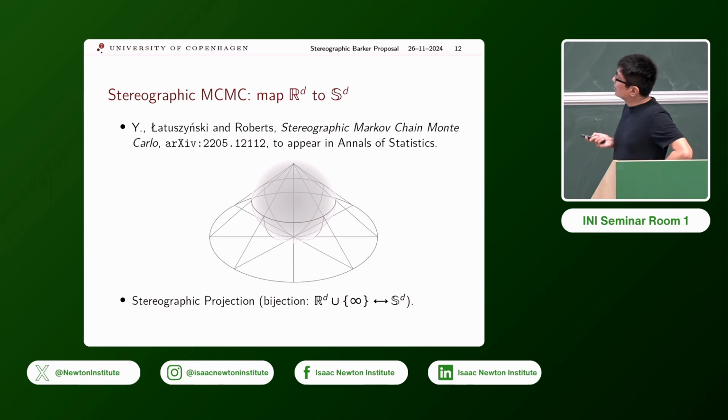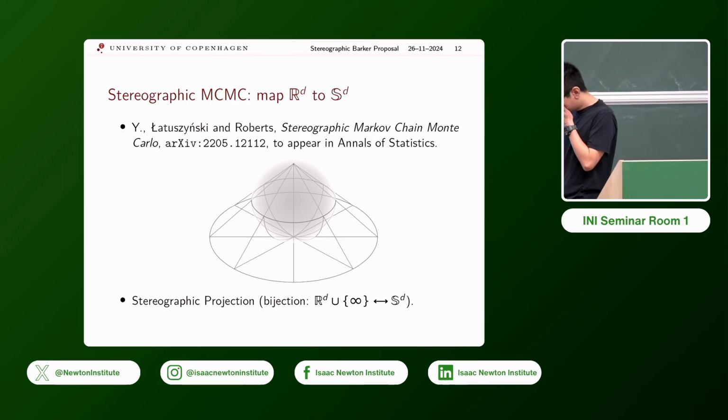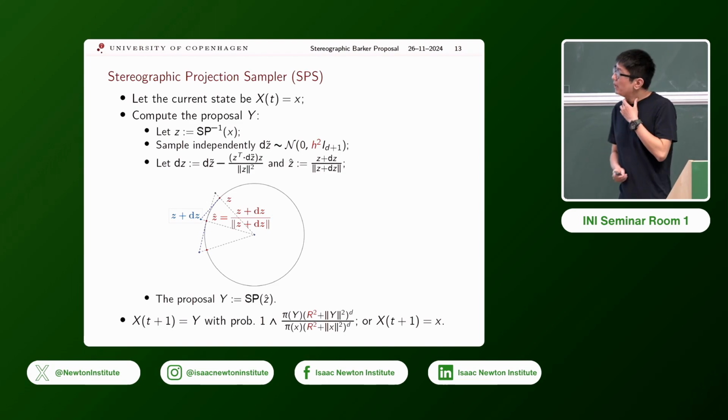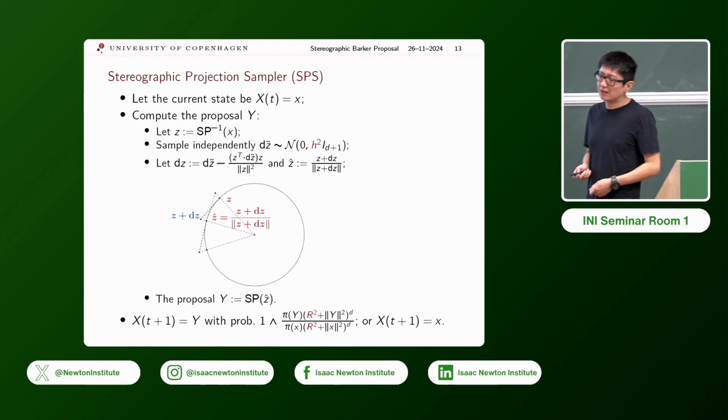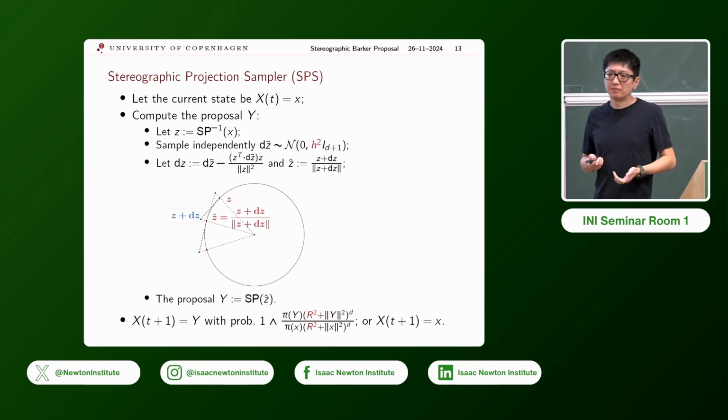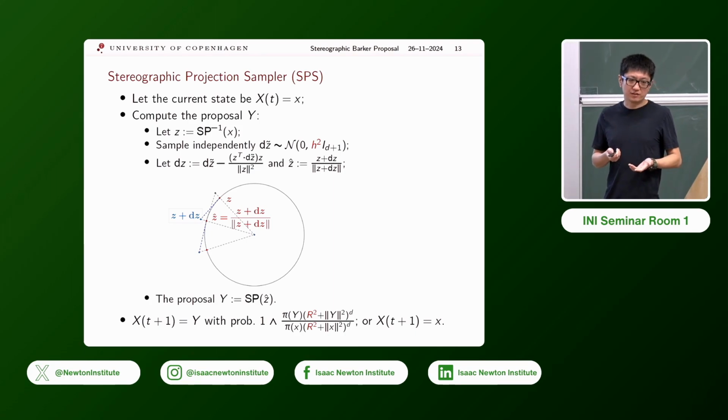So we basically use this idea. We first transform the target onto the sphere. Then we run a Markov chain on this sphere to target my transformed target. That's basically the idea. So here is the algorithm in the original paper, called the Stereographic projection sampler, but it's really just a random walk Metropolis algorithm, designed using the way I just described.